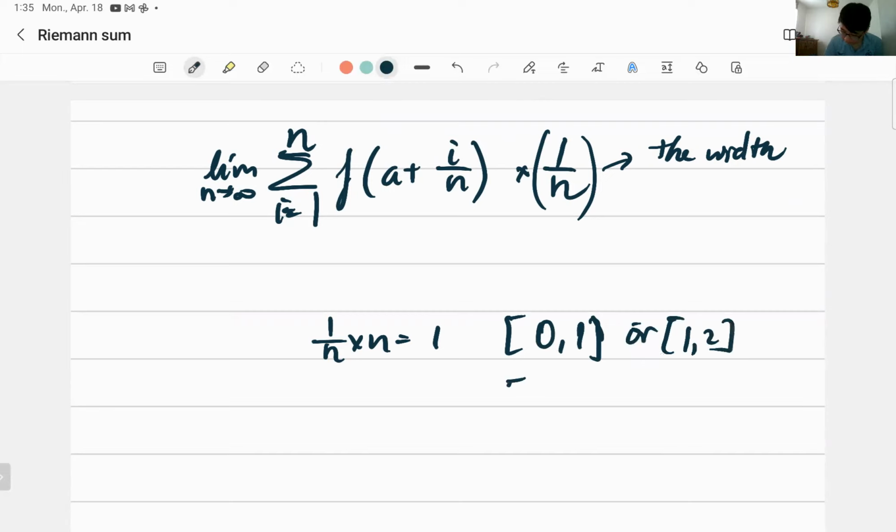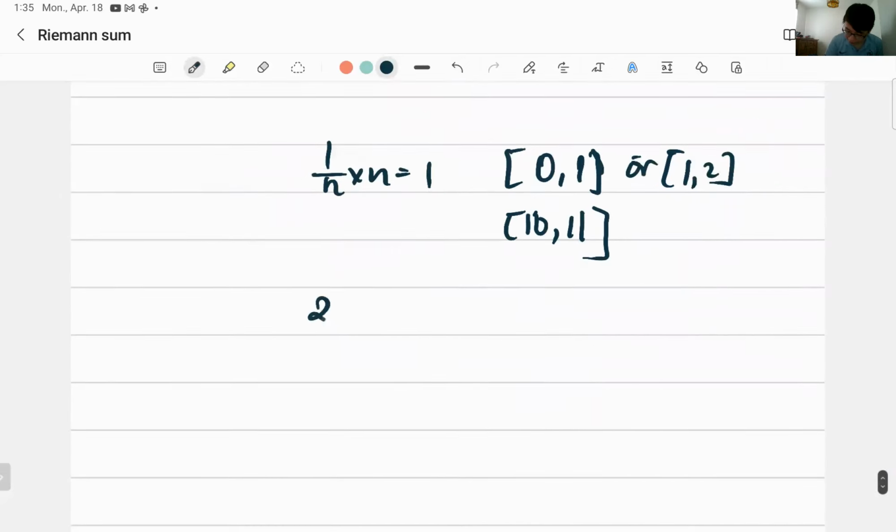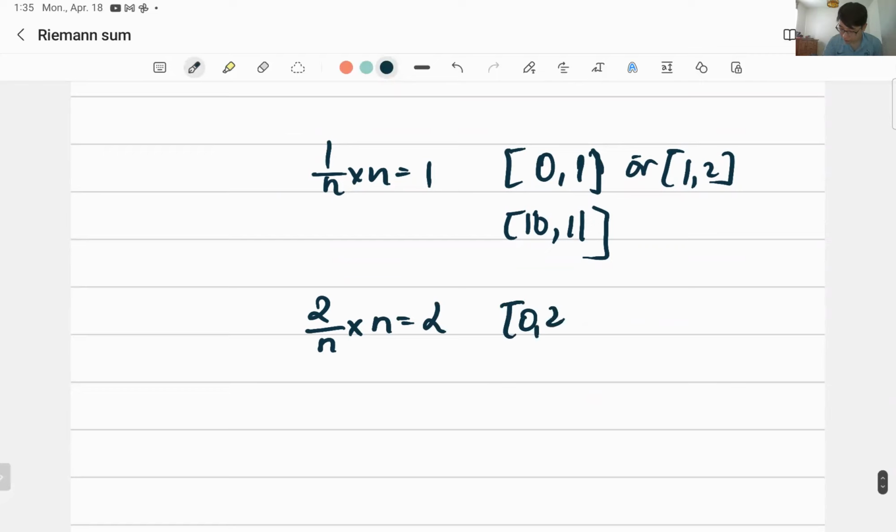or, say, 10 to 11, something like that. The interval is only 1 unit. If instead it's 2 over n, that means the difference of the intervals is 2 units. So it's 0, 2, or 2, 4, let's say, and 10, 12. The interval is always 2 units.